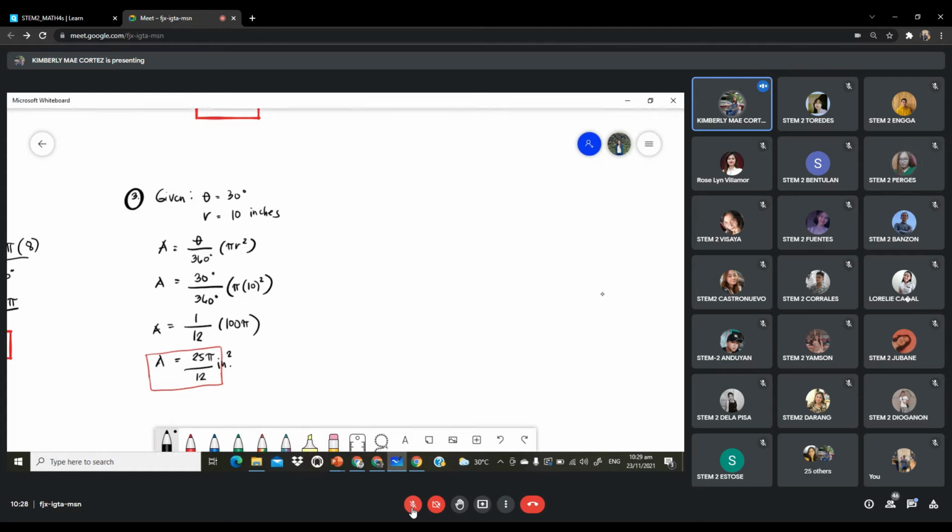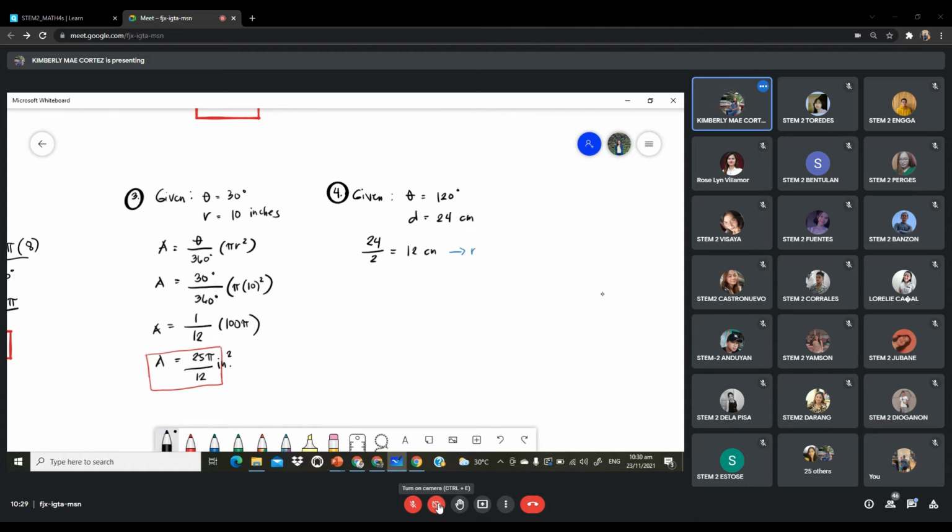Given our central angle is 120 degrees and diameter is 24 centimeters. We can't plug it in right away because the given is the diameter. So we divide 24 by 2, since the radius is half of the diameter. 24 divided by 2 is 12 centimeters. So we now have our radius, which is 12.